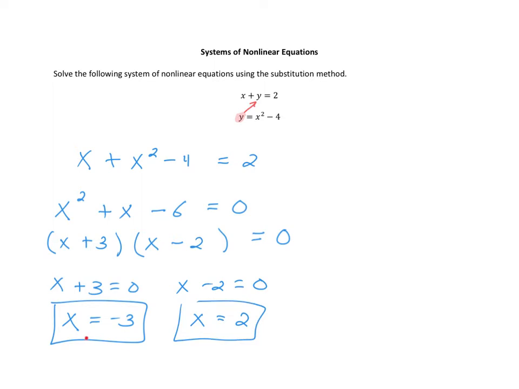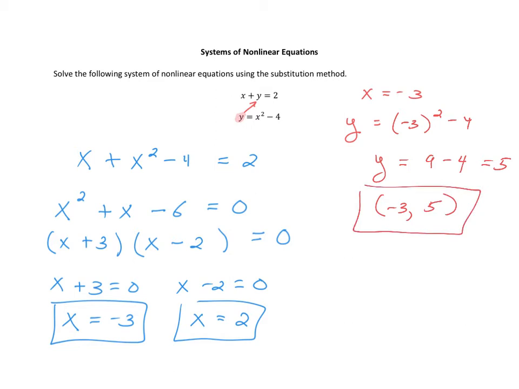Now, the solutions have more than just x's. It should be an x and a y, so we need to find the corresponding y values. So when x is equal to negative 3, what is y equal to? Well, we can use either equation we want to solve for y. I think I'll use the second one. Y is going to be equal to negative 3 squared minus 4, which is 9 minus 4, which is 5. This means one of our solutions is negative 3 comma 5.